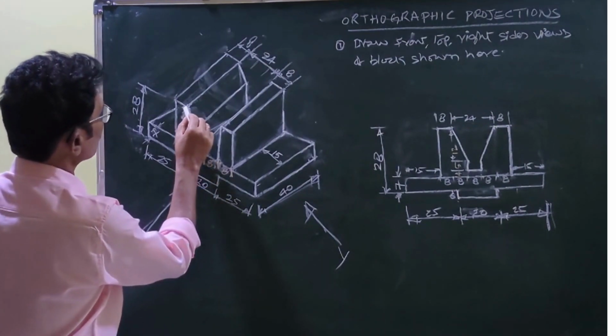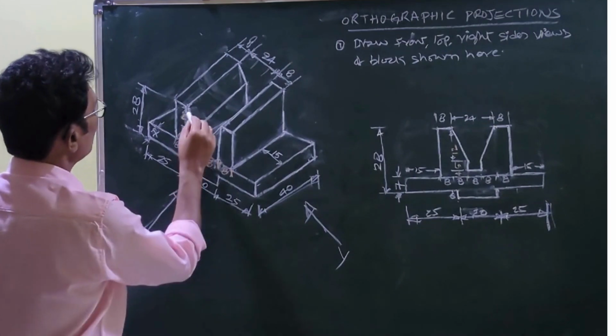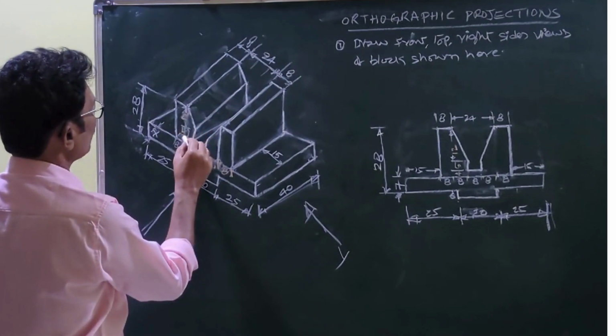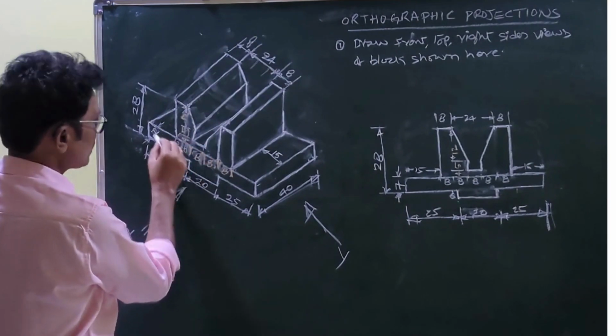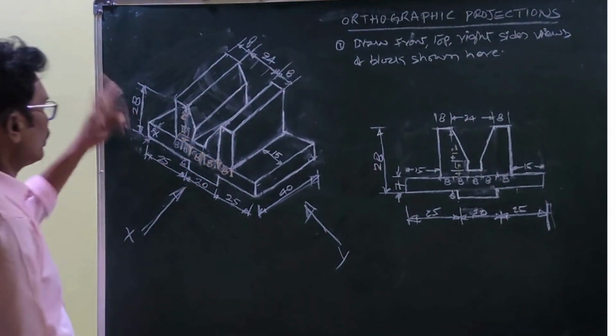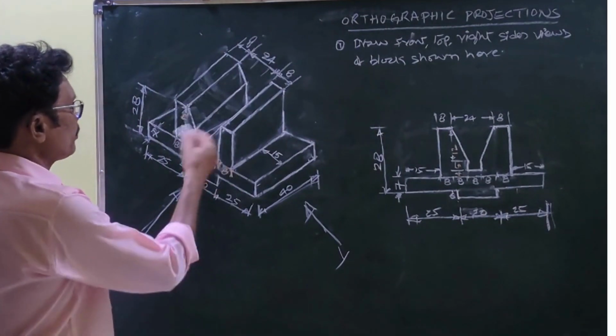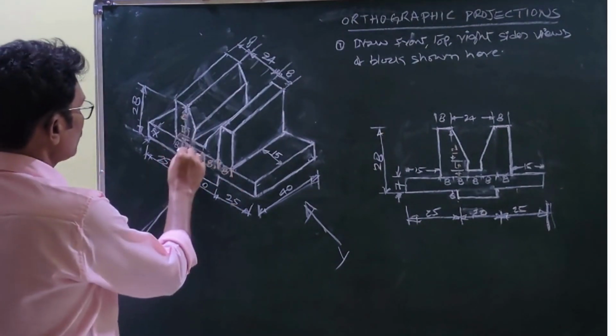From here to here 12. Here to here 12. If you add this one, 12 plus 5 is 17, 17 plus 4 is 21, 21 plus 7 is 28. This is equal to 28. So like this, you have to carefully observe the diagram and you have to divide the dimensions.